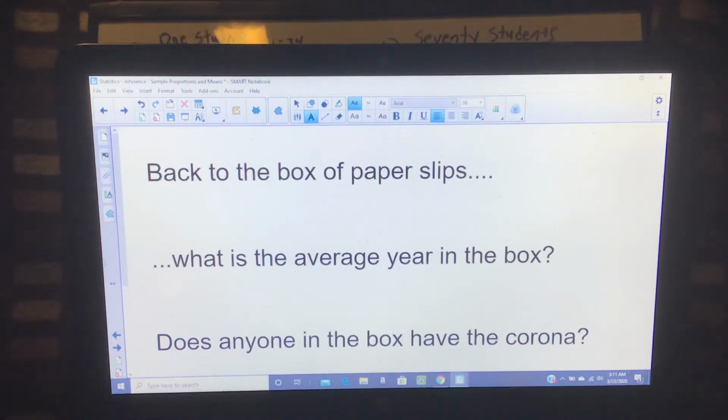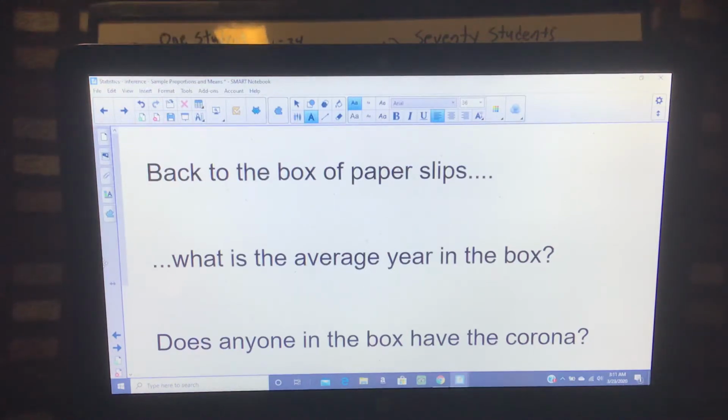You would have got an average year for every time you took 10, and you would have written that down. Those would have been what is called a sample average. You took a sample and found its average. Now you would have gotten different sample averages. Some would be higher, some would be lower.